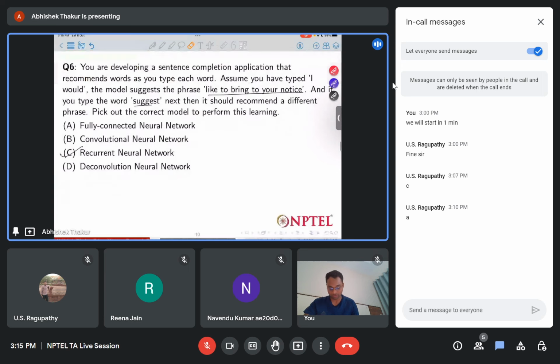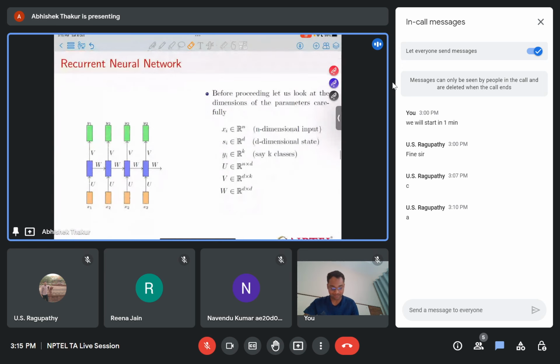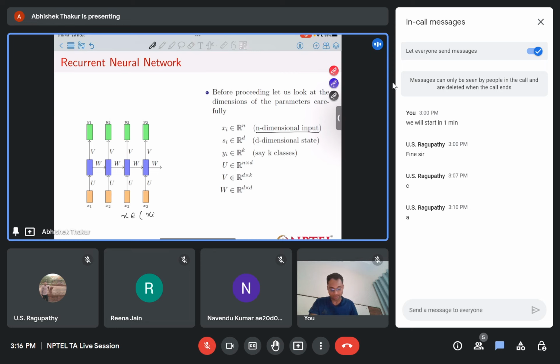Okay, so we'll move on to question number 7. Before that, we'll see some of the dimensions of those parameters u, v, w. Here our x is n-dimensional input, that we assume, like x is x1, x2, dot dot dot xn. And s is d-dimensional. And our y, let's suppose it is k classes, so y will be from y1 to yk.